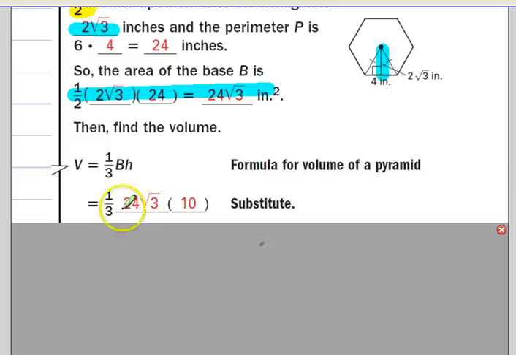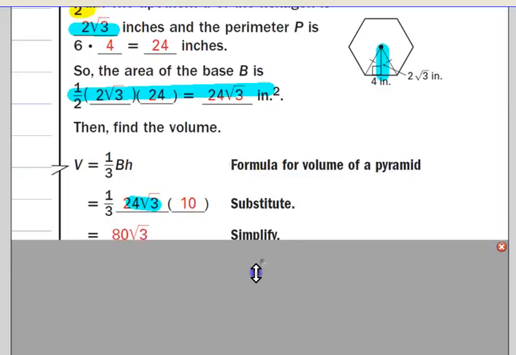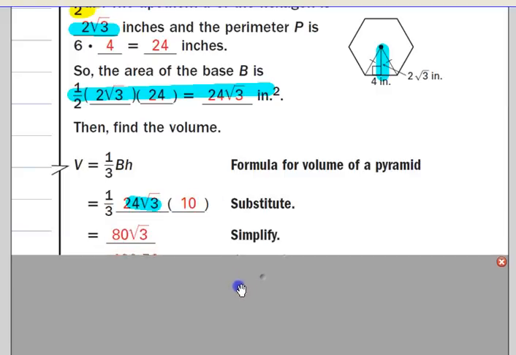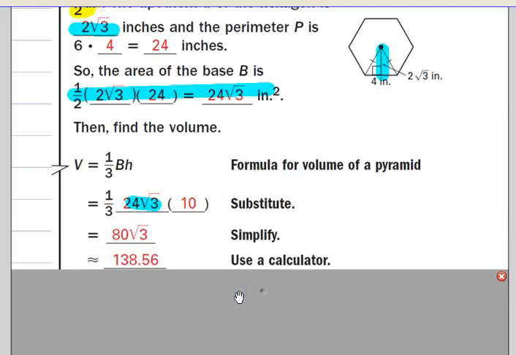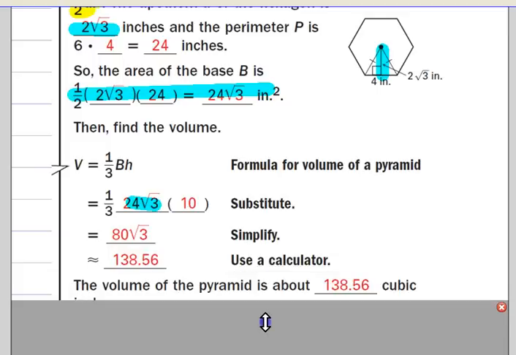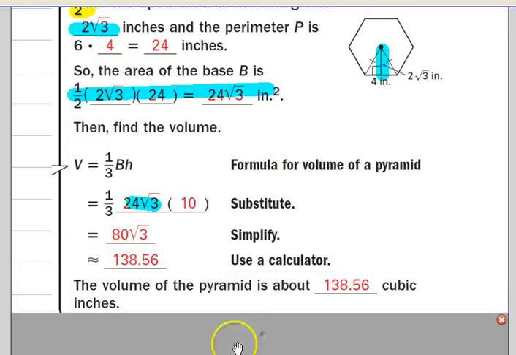now we can plug in the correct formula. 1/3 area of the base, which we said was 24 square roots of 3, times the height, which is 10. And you get 80 square roots of 3, which is approximately 138.56. So the volume is 138.56 cubic inches. And that ends this video.